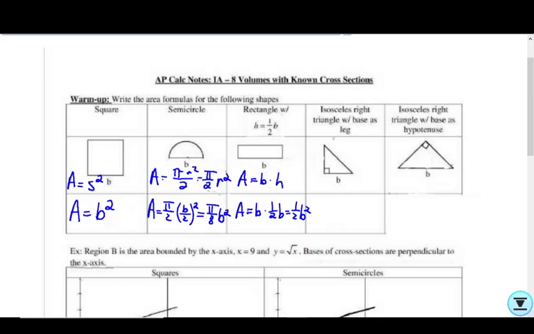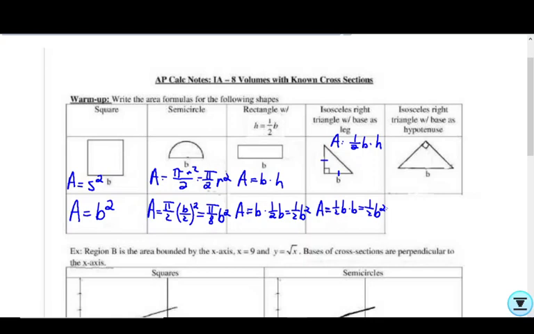So the original area equation is 1/2 base times height. But for this triangle specifically, it's an isosceles, so this leg and this leg are the same, and we get 1/2 base times base, which is 1/2 base squared.